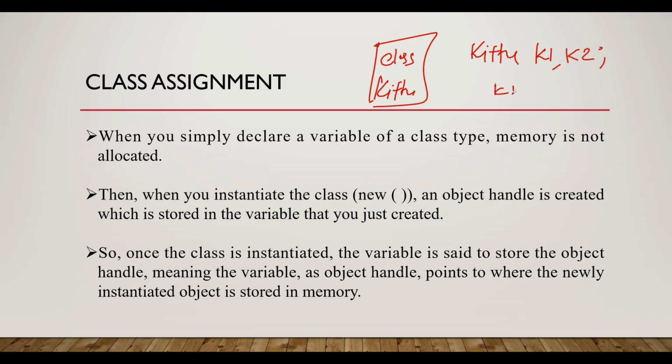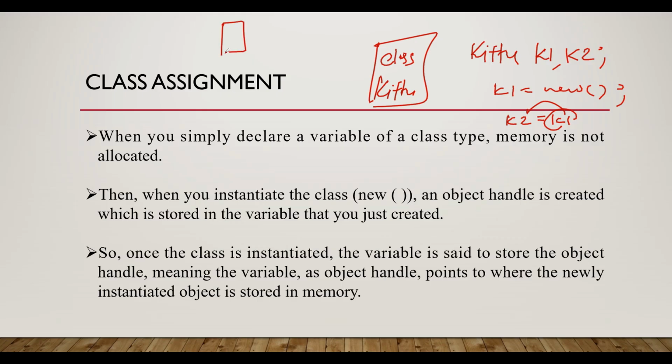Now I am creating the object k1. I have created the object by using new. Now I am assigning k2 equal to k1, or you can say I am assigning all the properties and methods which were in k1 to k2. That is nothing but class assignment, or object assignment. So see what happened in this case.